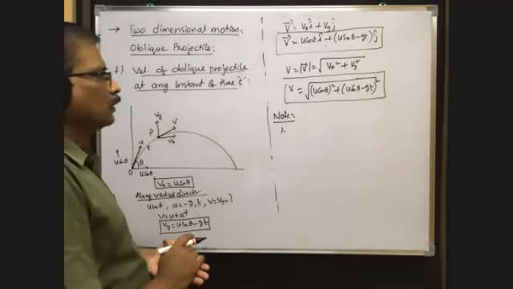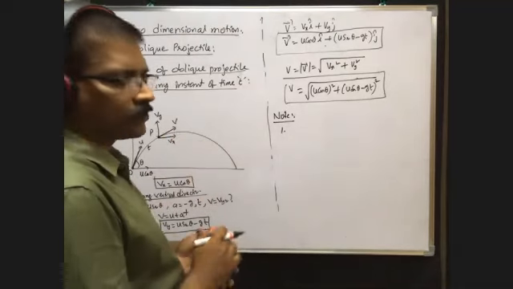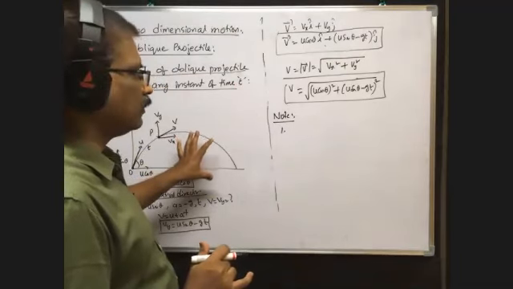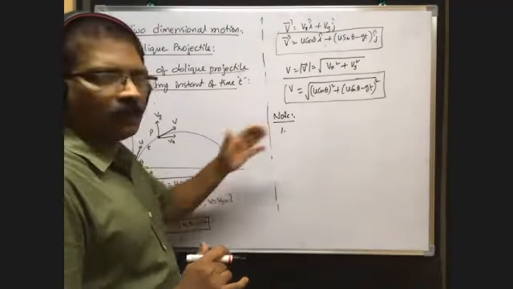Okay. So far we have discussed the oblique projectile general concepts up to this. Now, which are useful for objective exam? Those points we will discuss under note.